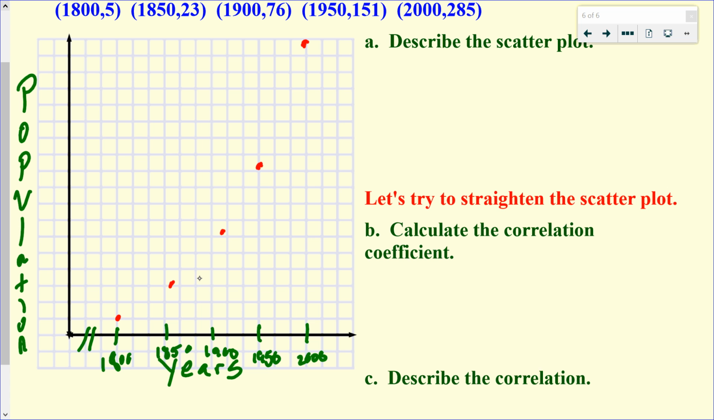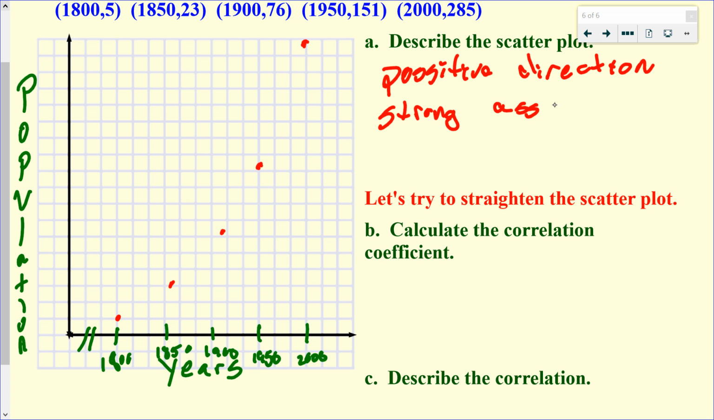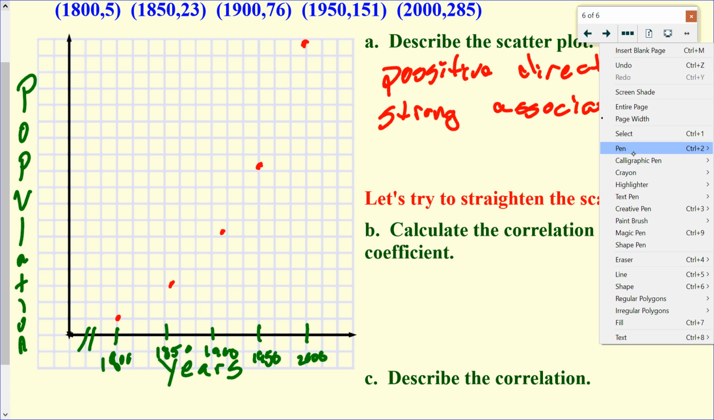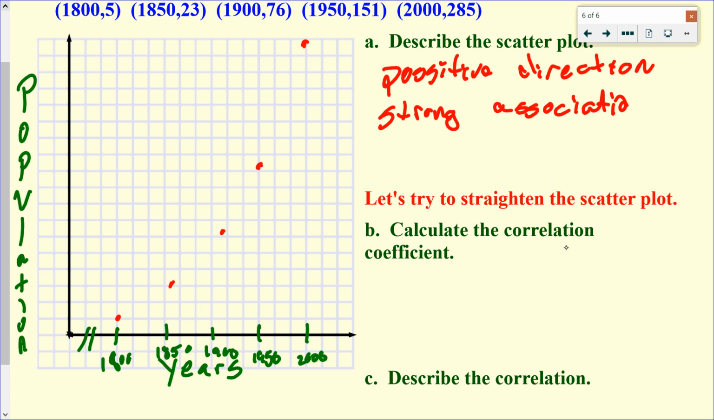And yes, it definitely has a positive direction, and it is a strong association. You can very clearly see this in the graph. However, you can tell that it is curving up. So this is non-linear.